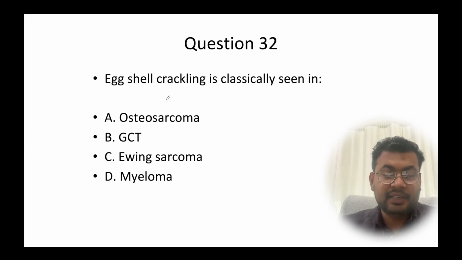Egg shell crackling is classically seen in: when we palpate, we feel crackling like an egg shell. This is a sign of giant cell tumor, because it leads to an expansile cortex, and the cortex is thinned like an egg shell, and when we palpate it, we feel the crackling. So the answer is B, GCT.